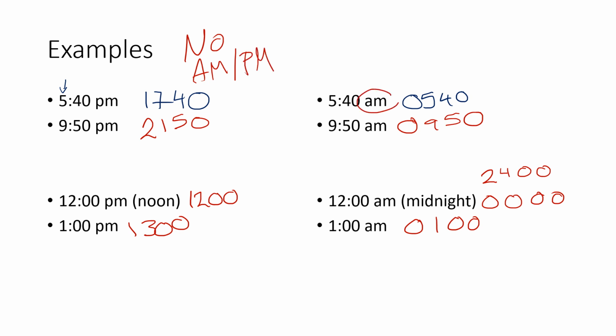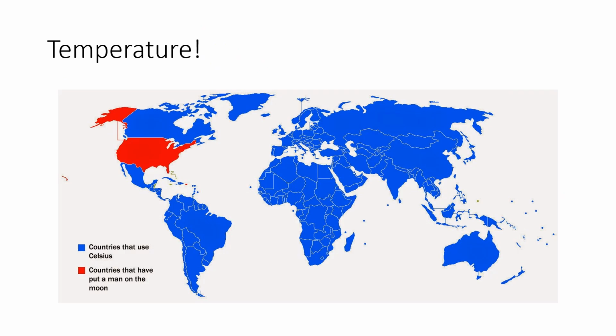We should have AM or PM in 12-hour time, and I will be looking to make sure that you include AM or PM when you're going from 24-hour to 12-hour time, because that's important. I need to know that you know what time of the day it is. Are we talking about 7 in the morning or 7 in the evening? Okay, moving on then to temperature.